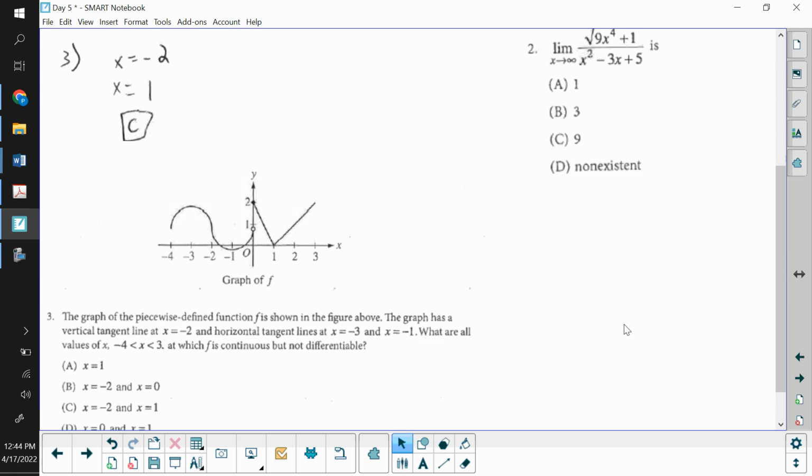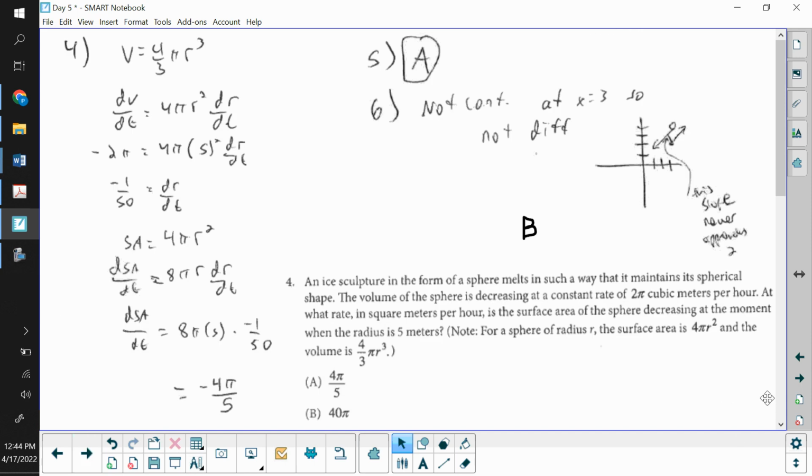So the 3 ways to not be differentiable are vertical tangent lines, discontinuities, so it could be a jump, hole, or asymptote, and then any abrupt changes in slope like corner points or cusps. Those are the ways a function can be not differentiable.